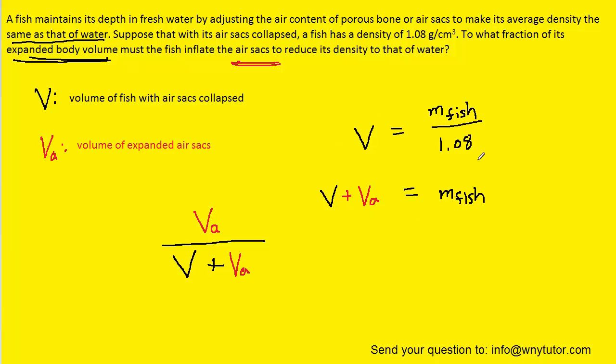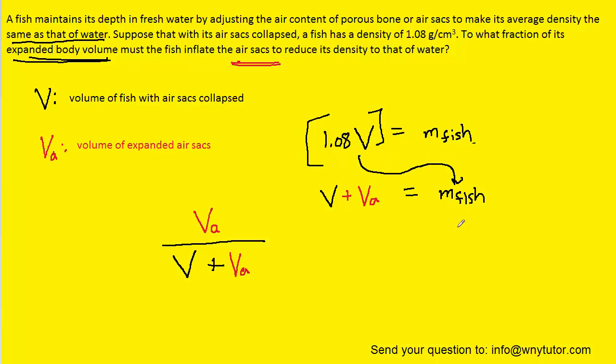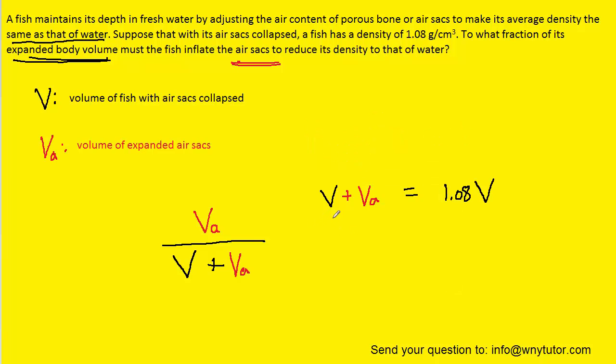Conveniently, we'll be able to manipulate these two equations algebraically in order to set up the fraction that we're looking for. Let's consider the top equation here. What we want to do is multiply both sides of that equation by 1.08. In effect, we're solving for the mass of the fish. We can see that the mass of the fish is equal to 1.08 times V, but we also have mass of the fish right here. So we can substitute 1.08 V into this equation right here. We could then subtract V from both sides of this equation. And when we do that, we can see that V sub A is going to equal 0.08 V.